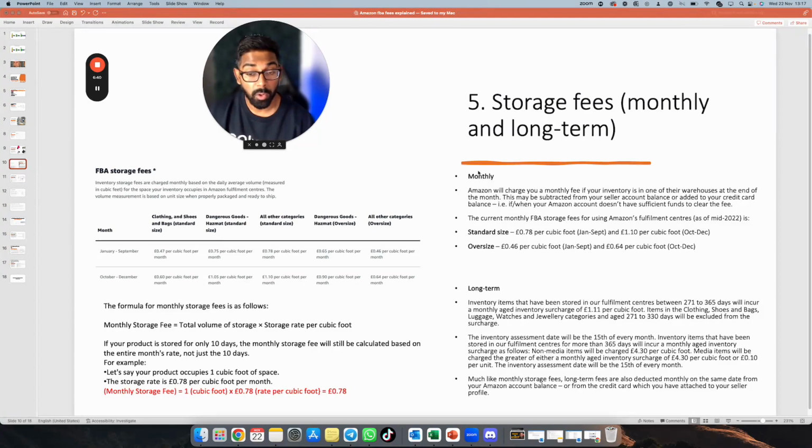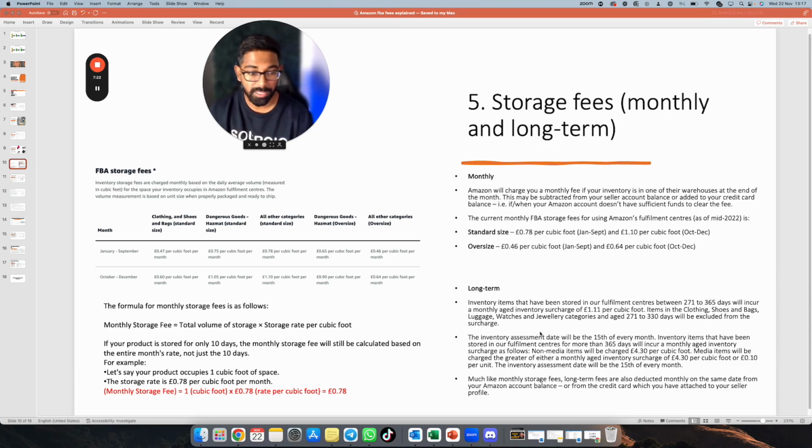Now, along with monthly fees, there is also long-term fees, meaning if your inventory has been stored in our fulfillment center, I've copied this from Amazon's website. If it's between 271 to 365 days, it will incur a monthly aged inventory surcharge of £1.11 per cubic foot. So if your inventory stays more than 271 days, but less than 365 days, you'll get this much. But if it's aged above 365 days, then for non-media, you'll be charged £4.30.